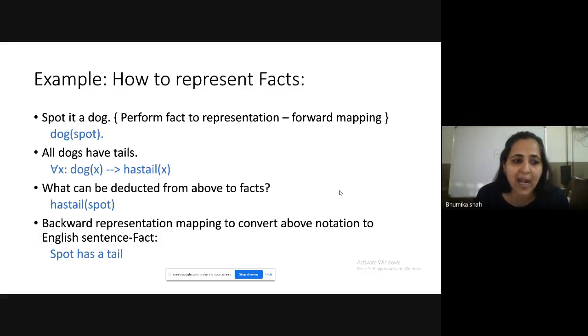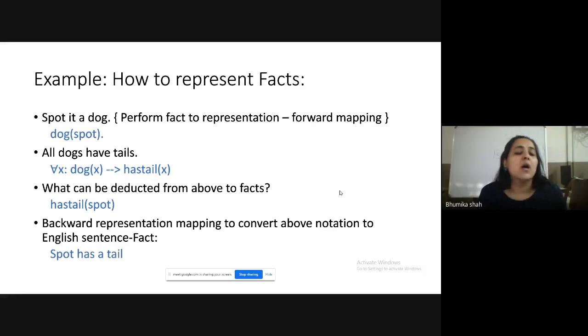So what we are trying to say is that if x is a dog, then definitely x is also going to have a tail, right? So don't confuse this with Prolog terminology. It is reverse. So what here we mean is that if dog(x) is true, then only the right side, that is has_tail(x), is going to be true. Means if x is a dog, then x is going to have a tail also. So this mapping from fact to representation, from the statement all dogs have tails to for all x, dog(x) implies has_tail(x), this is called forward mapping.